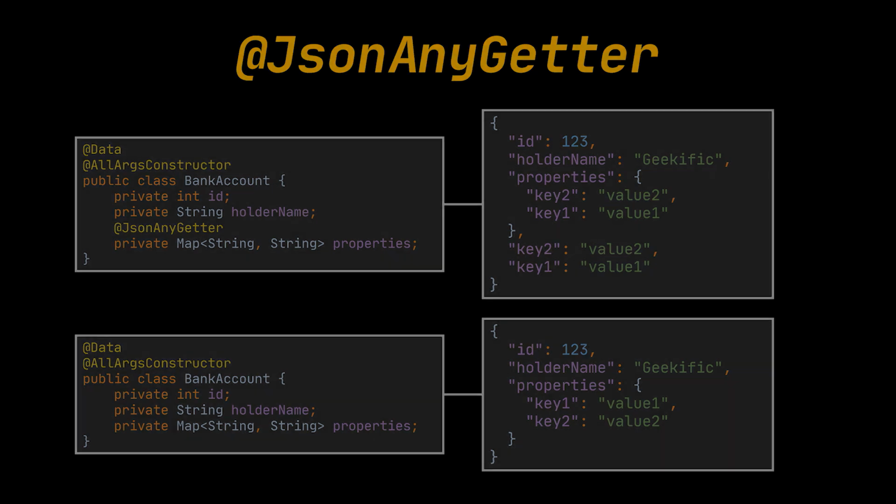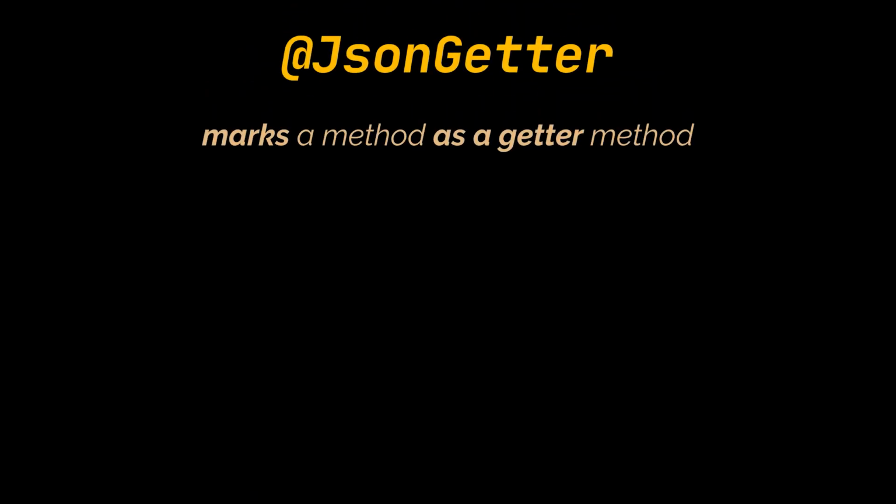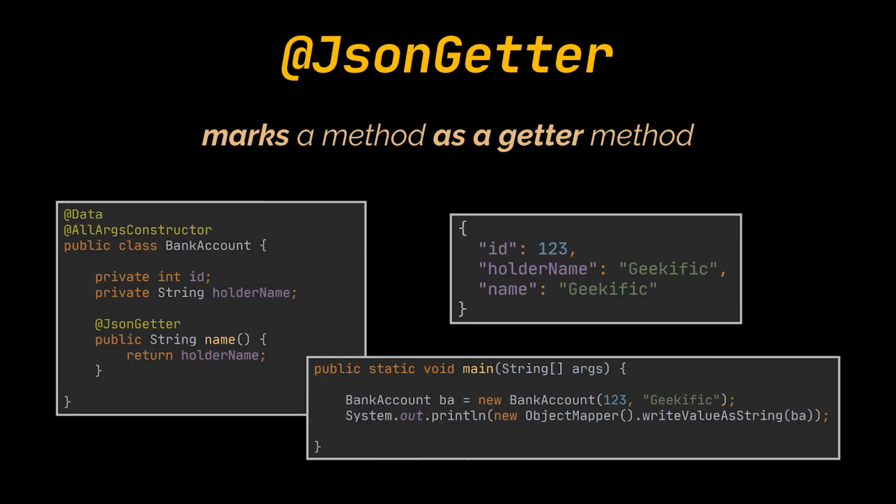Next is the @JsonGetter annotation, which marks a method as a getter method if the name you are using is not conventional. In this example, we specify a method name as the getter method of the holder name property of a given bank account, and because we already have a normal getter as we are using the @Data Lombok annotation, when serializing the object, Jackson will use both the holder name and the name, leading to the output you see.